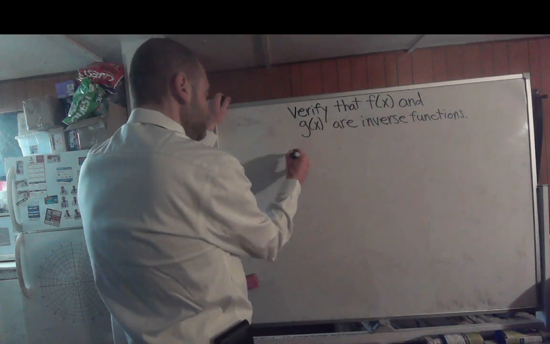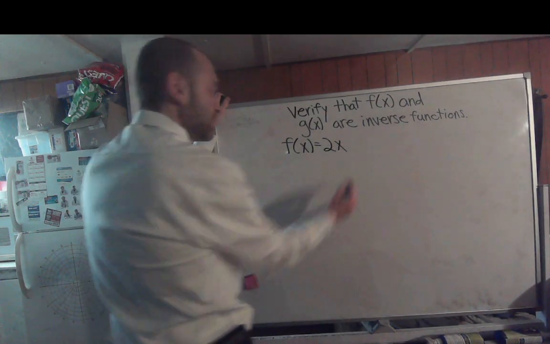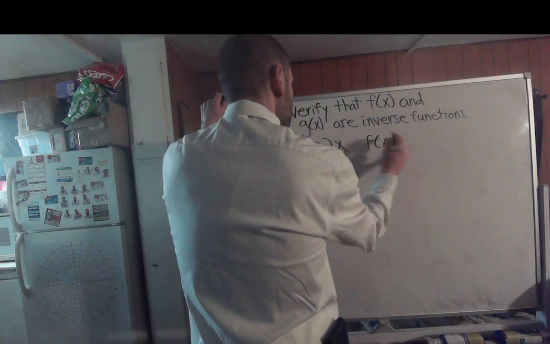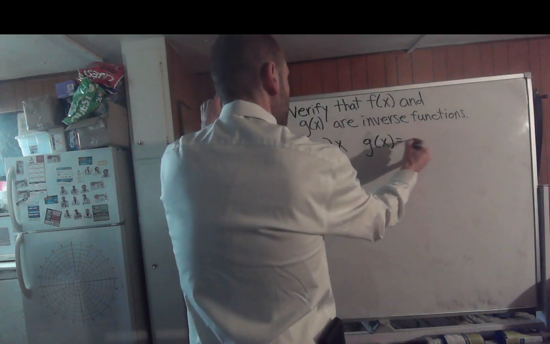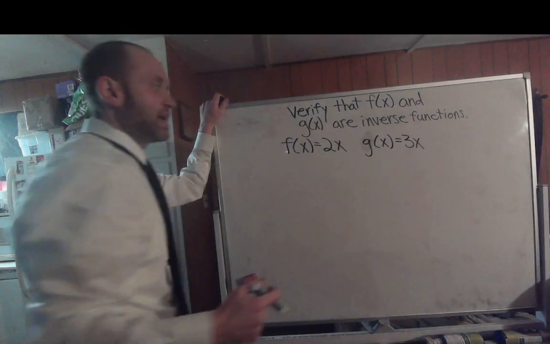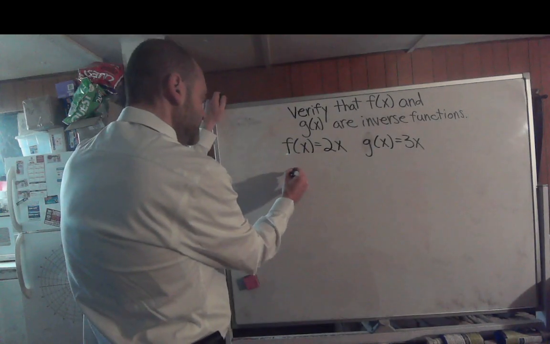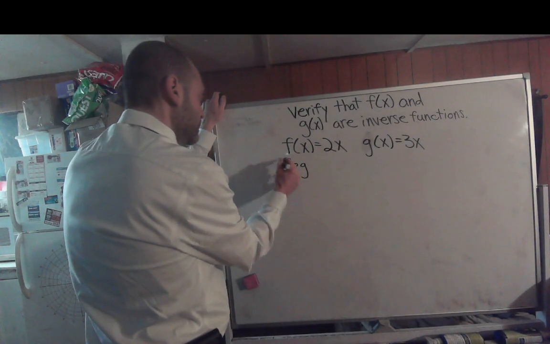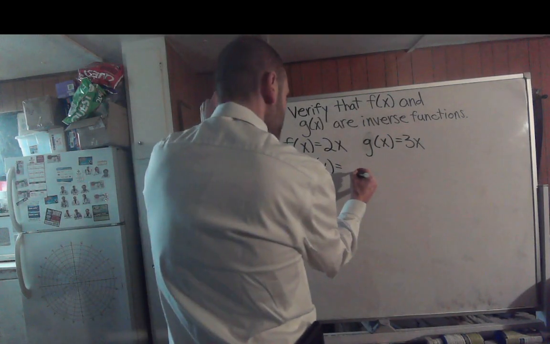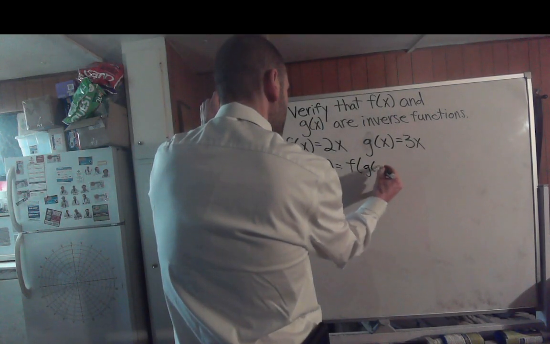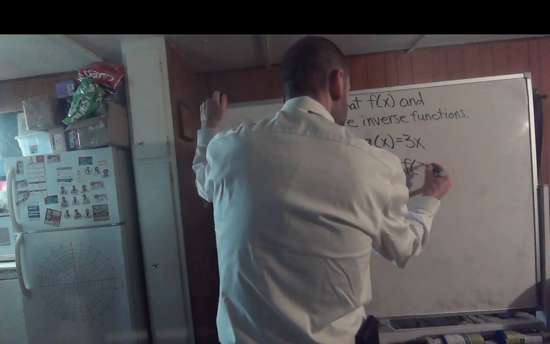So, yeah, let's do this one here. f of x equals 2x. Actually, I want to do g of x. g of x equals 3x. These are clearly not going to be inverses, and I want to show you why that is. So let's take f of g of x, which is f composition g of x, which means f of g of x, which would mean f of 3x.